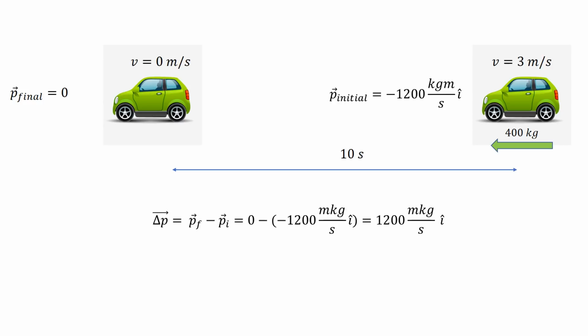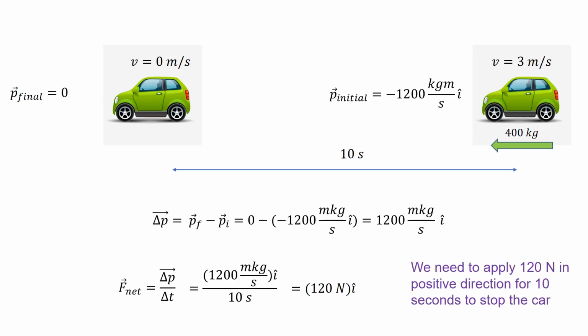Doing the exact same thing, we have your final minus your initial momentum, which is 0 minus a negative 1,200, which ends up being a positive 1,200 kilograms meters per second in the i direction. The net force is delta P over delta T, which is 1,200 over 10, which ends up being 120 newtons in the i direction, which is, of course, going to the right, which makes sense because the car is going to the left and is slowing down.